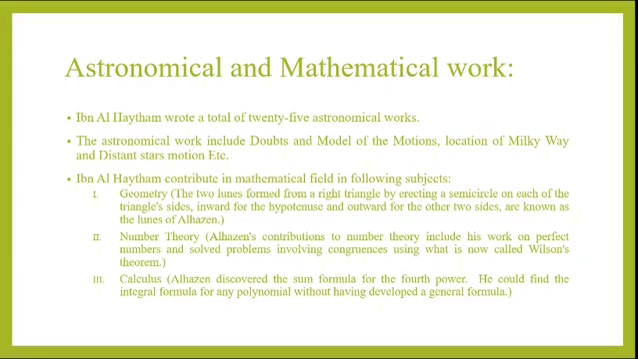In number theory, Alhazen's contributions include his work on perfect numbers and solving problems involving congruences using what is now called Wilson's theorem. The third point clearly states that in calculus, Alhazen discovered the sum formula for the fourth power. He could find the integral formula for any polynomial without having developed a general formula.